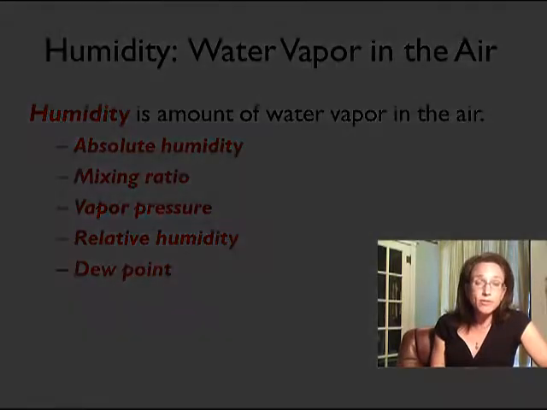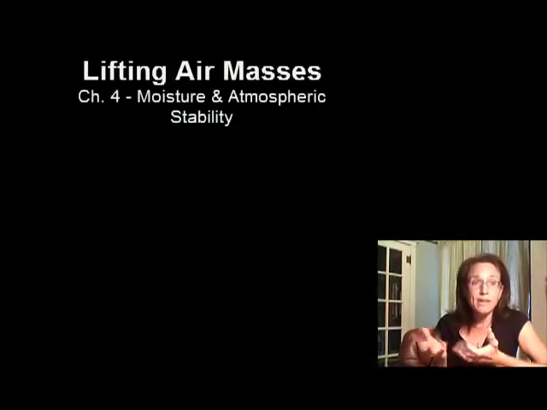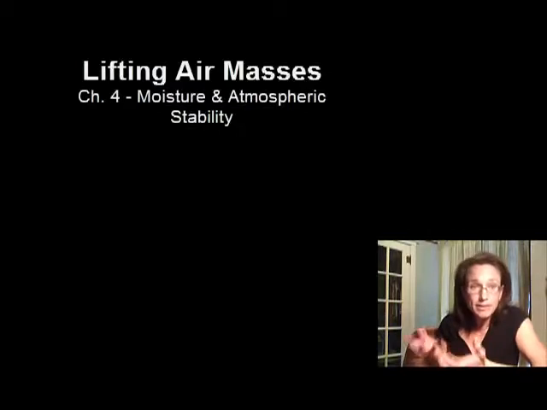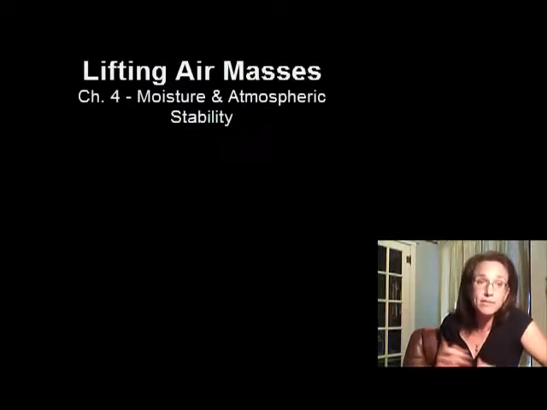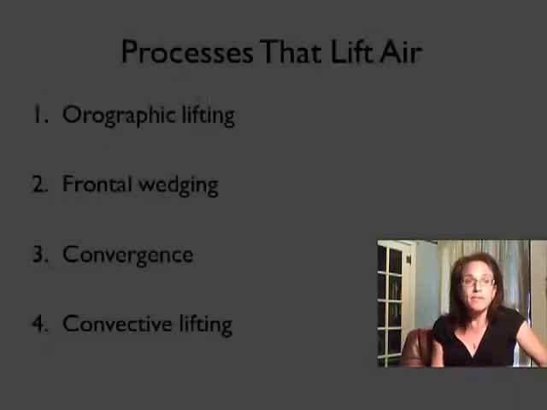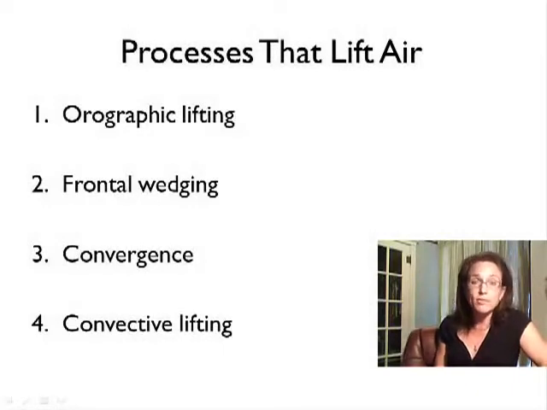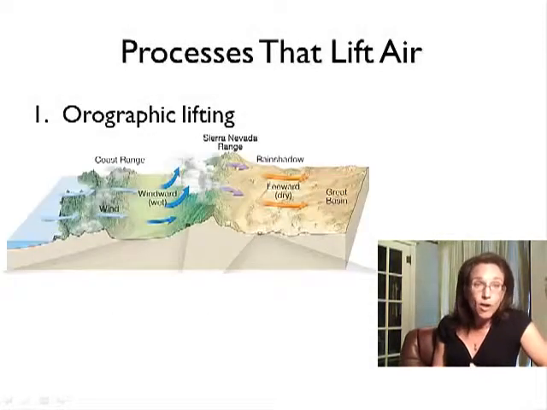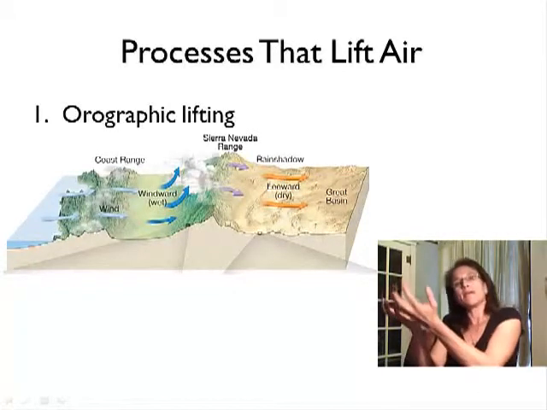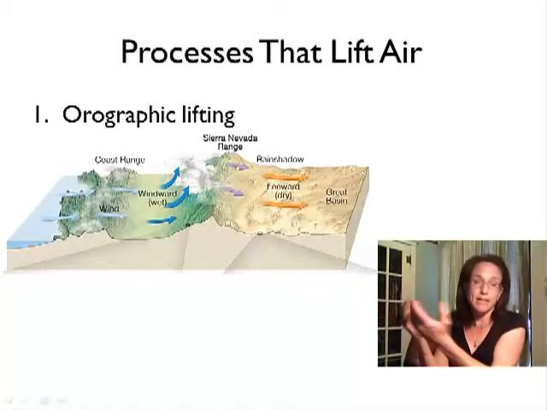So now what we're going to do is talk about lifting an air mass and how do we lift air masses in the atmosphere and what happens to them when we lift them. There are 4 basic mechanisms or processes that lift air. The first is what we call orographic lifting, and that is physically just pushing an air mass because it collides with an obstacle, like a mountain range, right?